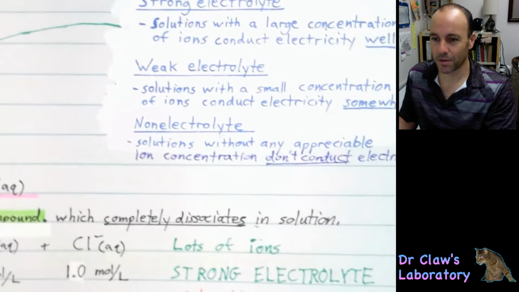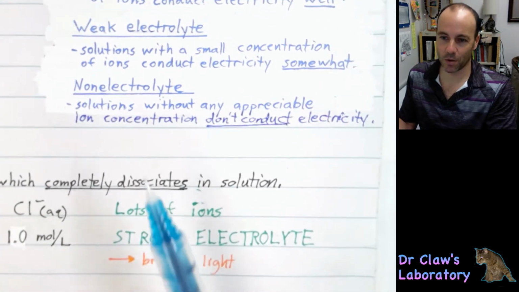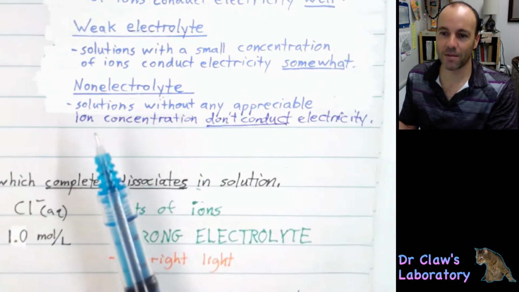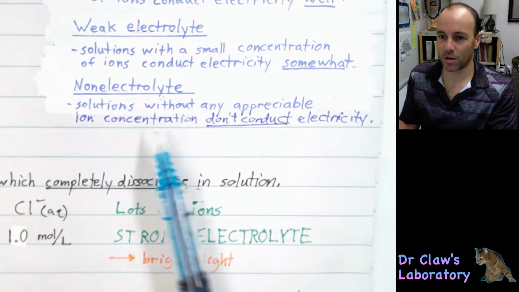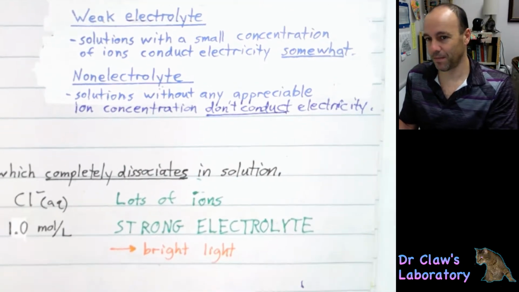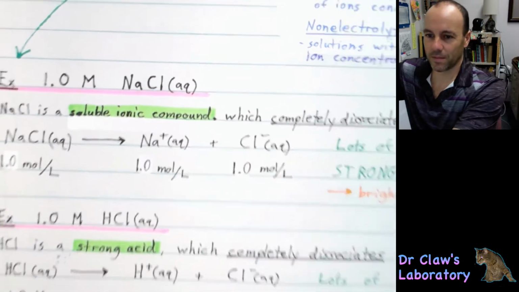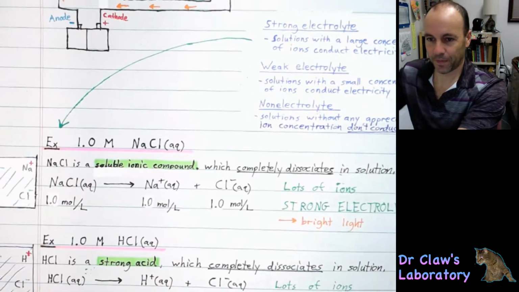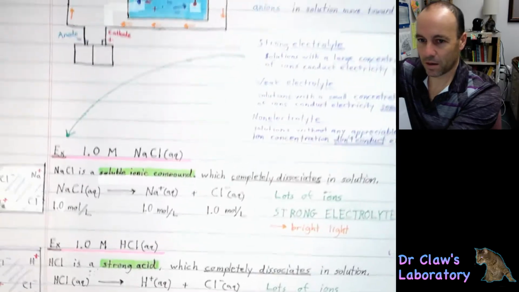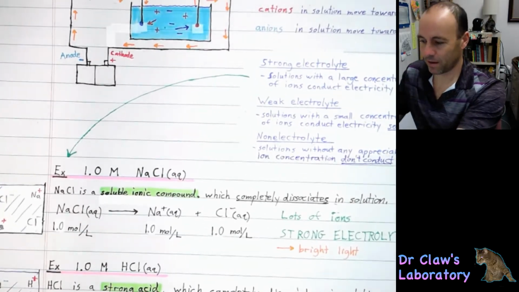Okay? And then other solutions like sugar water, of course, they don't really have any ion concentration, and they don't conduct electricity. Let's look at some examples. Here's sodium chloride again.